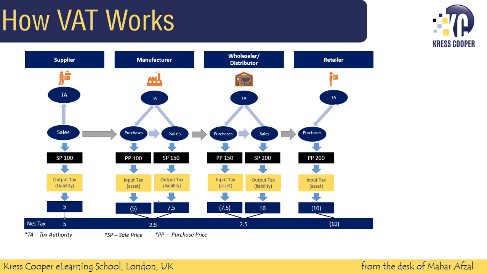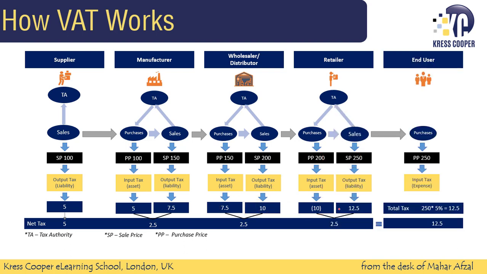Next, assuming the wholesaler or distributor sold the goods of 200 to the retailer. So 5% of 200, output tax 10. Output tax 10 is a liability. 5% of 200 is an input tax asset, because these are the purchases of the retailer. So at the end we can say this 10 is the output tax of the wholesaler, and at the same time, it is the input tax of the retailer.